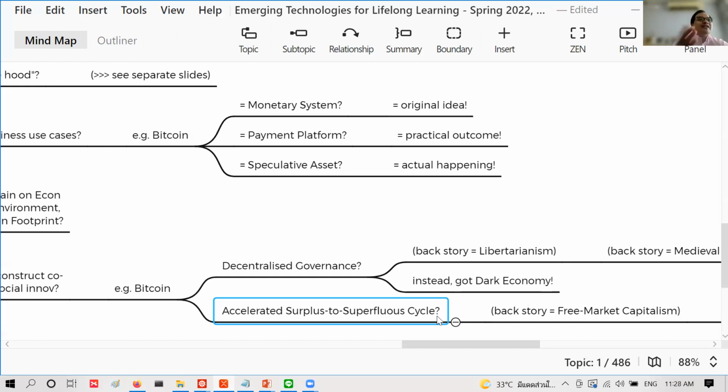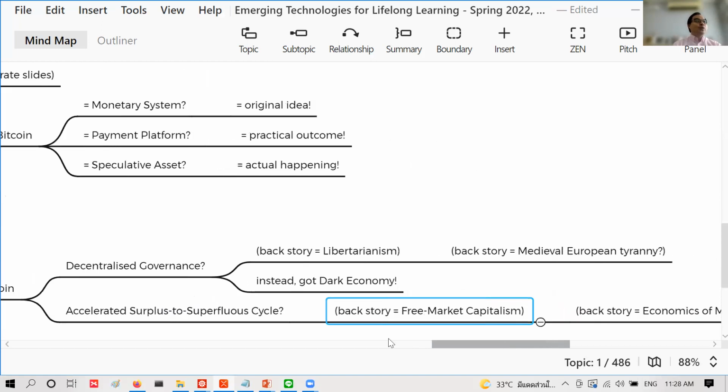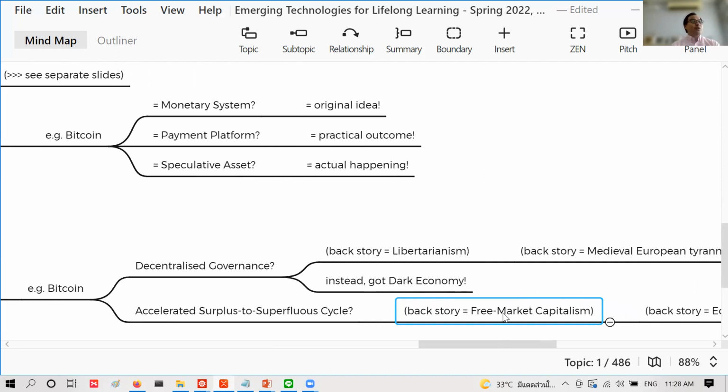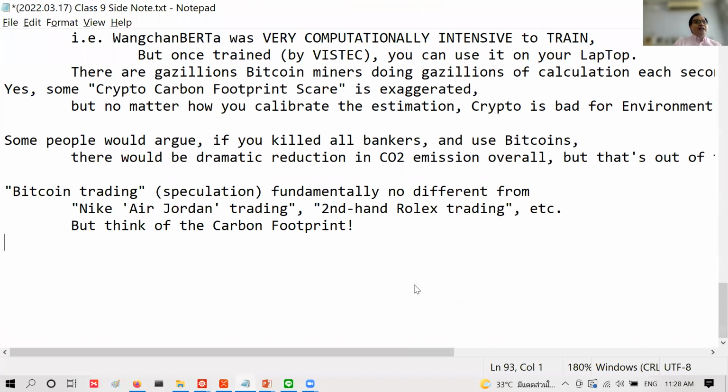I'm not blaming your generation. My generation did exactly the same thing, with different things. But is this cycle more accelerated with Bitcoin? You can say it's not really part of Bitcoin, but certainly you have to watch for it, and I think Bitcoin certainly makes it easier. If you think about it, what is the most surplus-to-superfluous poster child story anybody can think of right now? What's more superfluous than trading Bitcoin? What's more superfluous than trading Air Jordans? What's more superfluous than trading second-hand Rolexes?